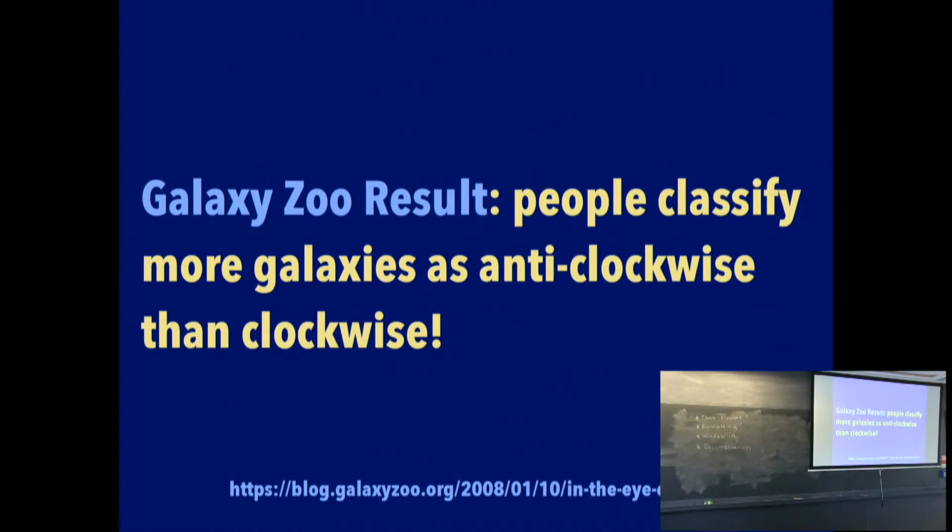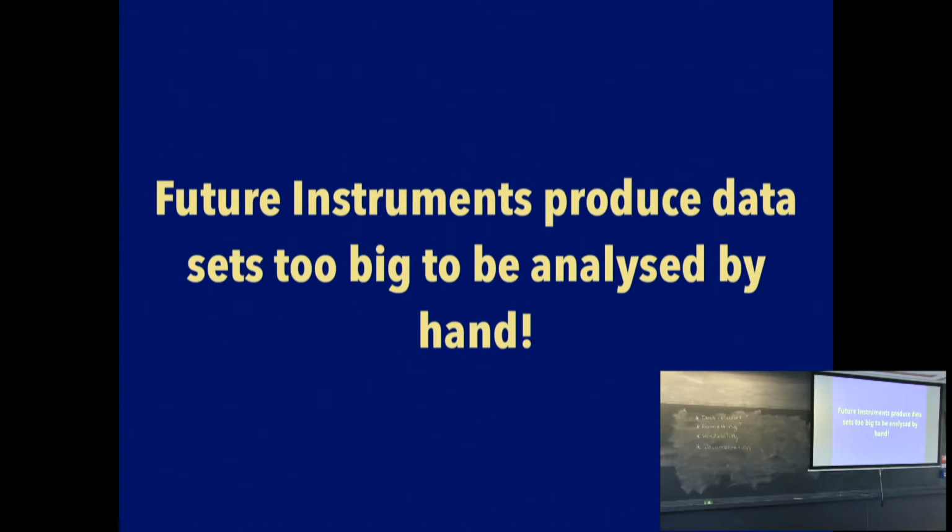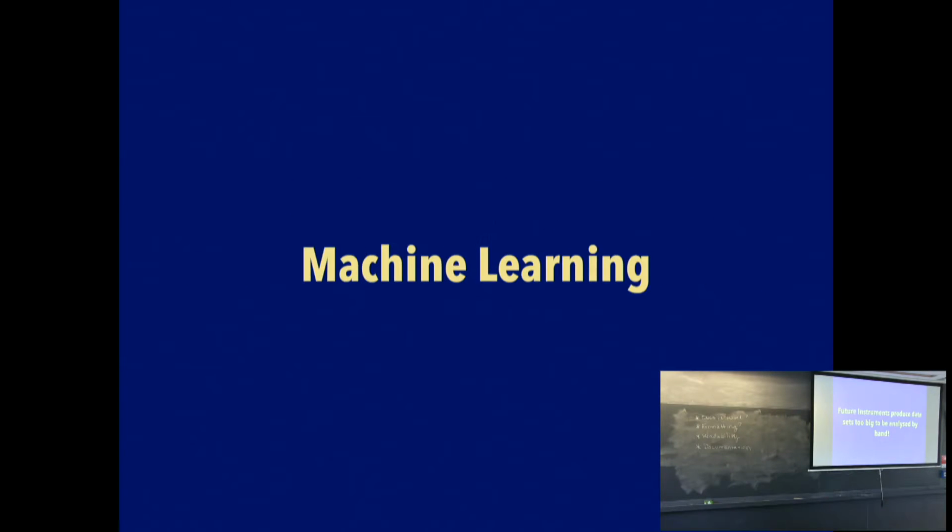For example, in Galaxy Zoo, people classify more galaxies as rotating anti-clockwise than clockwise. And so the question was, are humans biased classifiers, or is there a preferred rotation in the universe? And having a preferred rotation in the universe would have been really weird. So they were quite glad that they'd figured out it's just humans. But essentially, a lot of future instruments produce data that's too big to be analyzed by hand, which is where machine learning comes in.